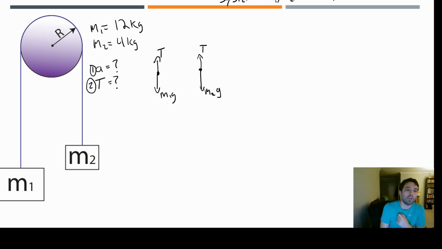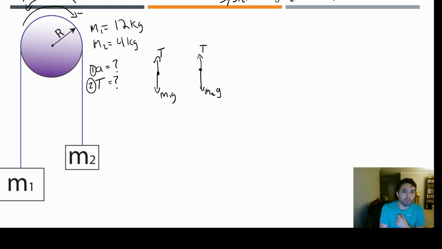So you might think they're both going to be negative, but that's actually not the case. We're going to call things that go around the pulley clockwise negative, and things that go around the pulley counterclockwise positive. That's the conventional way. If you want to switch them, you can, but this is the conventional way of thinking about it.